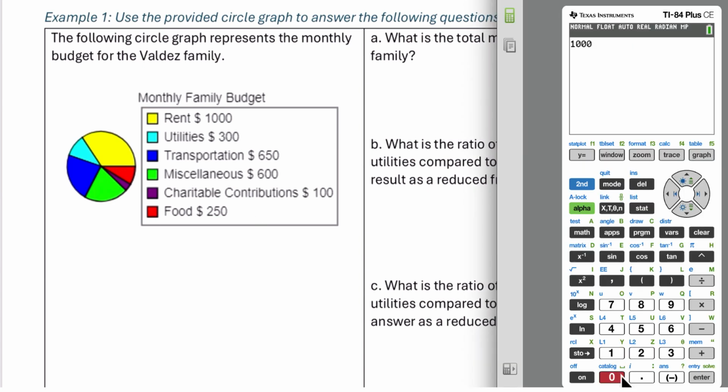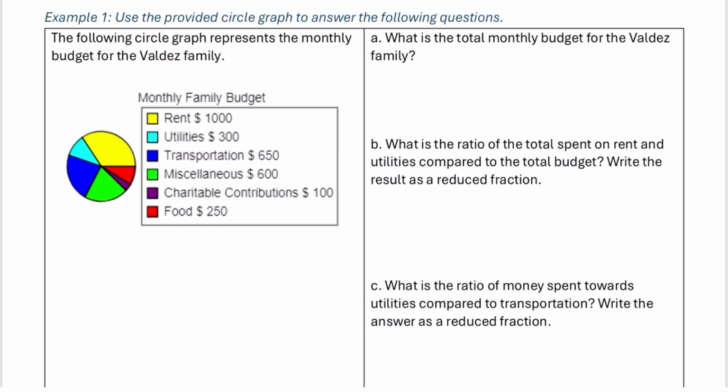1,000 plus 300 plus 650 plus 600 plus 100 plus 250. This gives us 2,900. So the total monthly budget is 2,900.